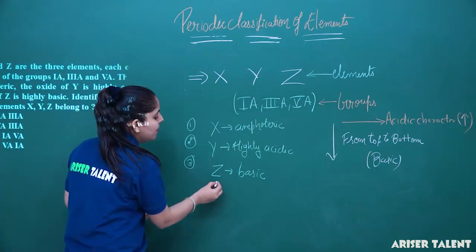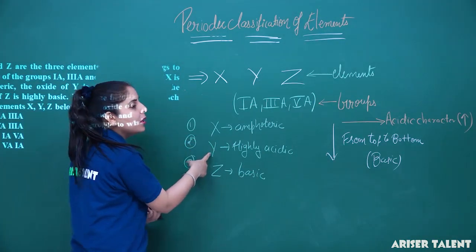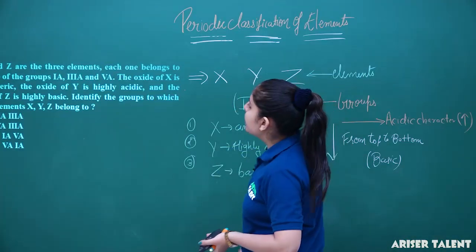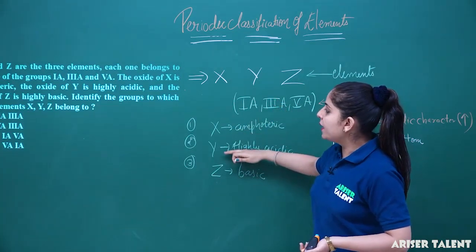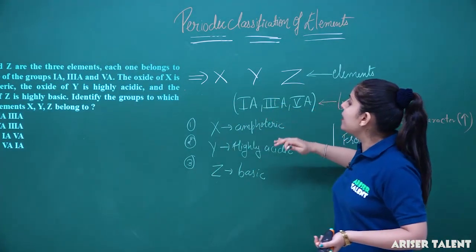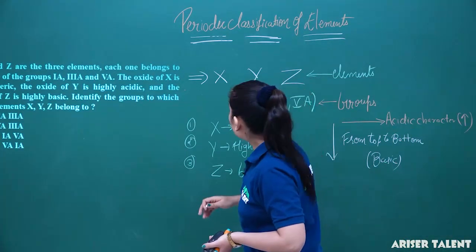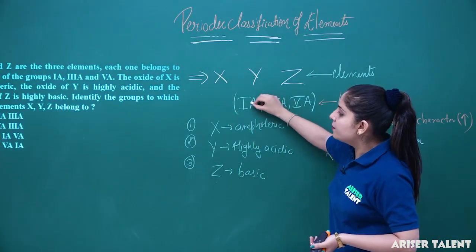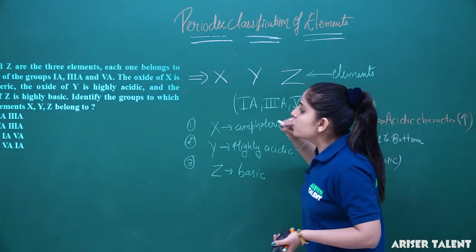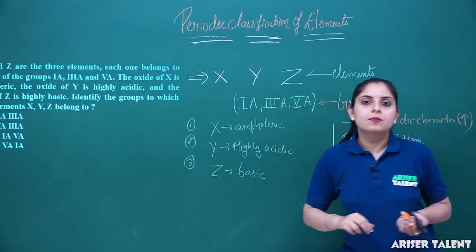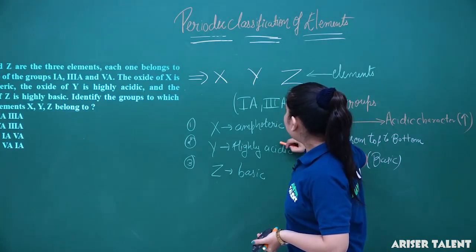So this Z will belong to the 5th group, this will belong to the 1st group, and this will belong to the 3rd group. So the correct sequence here will be, X is for 1A, Y is for 3A, and Z is for 5A. Now we have to arrange according to the elements to which X, Y, Z belong. So the amphoteric oxide is in the middle, that is X, and highly acidic will be Y.